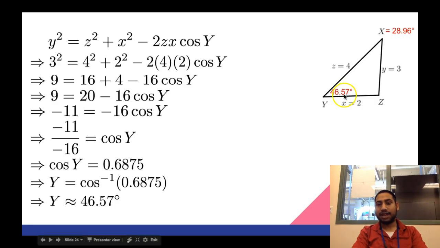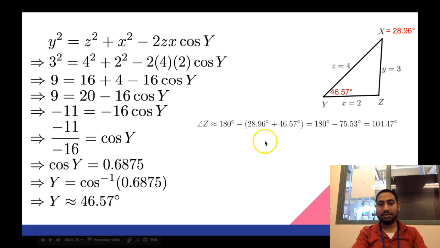Now, once we have these two angles, we can figure out the third one by keeping in mind the sum of the three angles is 180 degrees. So for z, it's 180 minus 28.96 plus 46.57, and then that will come out to 104.47. We'll write it here. Now that we have all three angles, we are done.